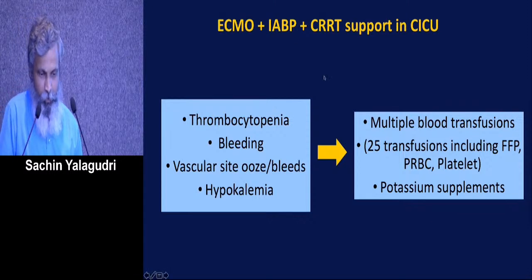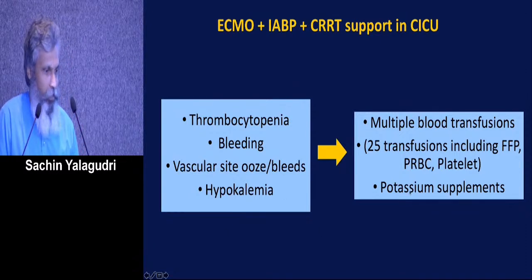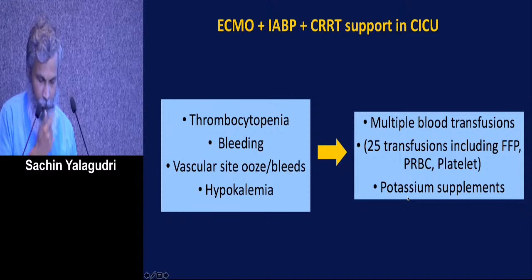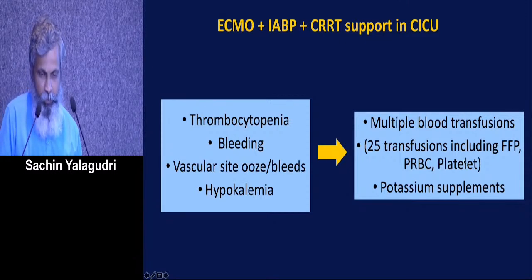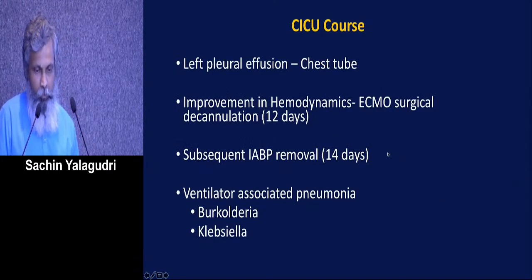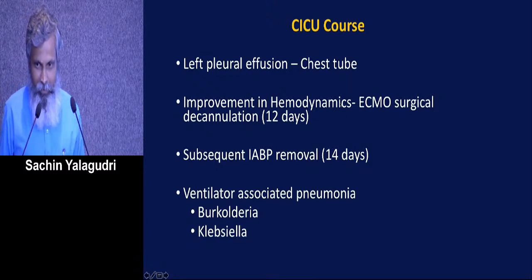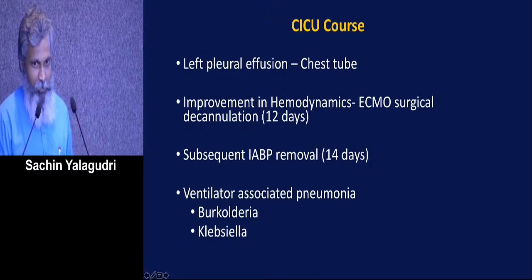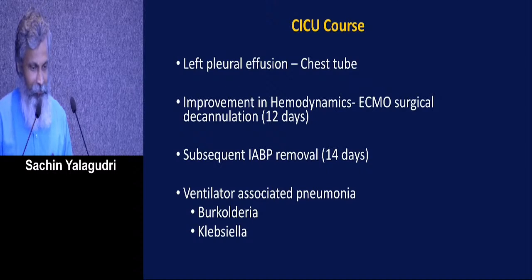He developed thrombocytopenia, bleeding, vascular cytosis, bleeds, hypokalemia. He needed multiple transfusions of blood products, a total of about 25 to 30 transfusions, including blood, platelets, and FFPs. The course was really stormy in the ICU. In the background, a lot of discussions were going on. He is on ECMO and then thinking about getting a heart, getting an LVAD for him.